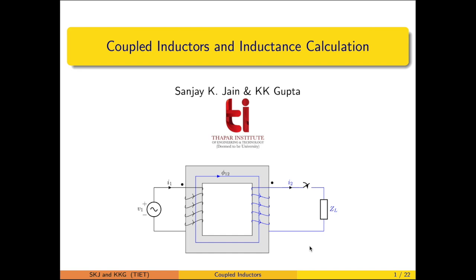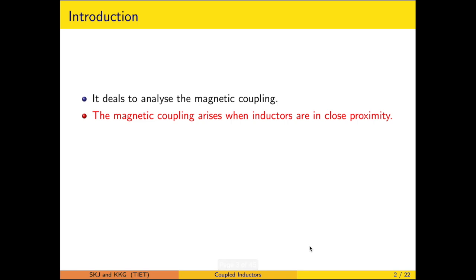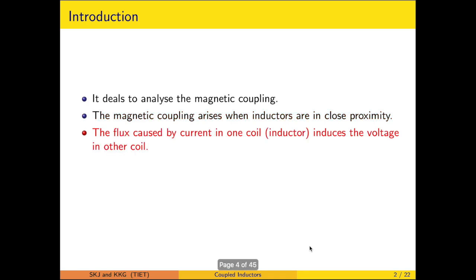Herewith, I am going to discuss coupled inductors and the inductance calculation. This deals with the analysis of magnetic coupling. Magnetic coupling arises when the inductors are in close proximity. So, the flux caused by the time dependent current in one coil induces a voltage in the other coil.